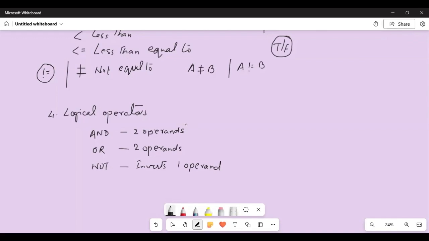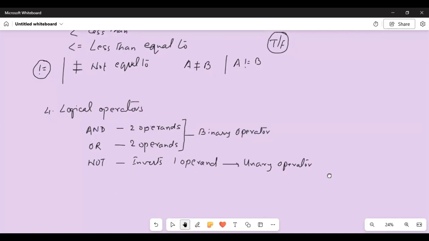If you look at AND and OR, a minimum of two operands are required. Therefore these are called binary operators, because a minimum of two operands are required in both cases. However, NOT is called a unary operator, meaning only one operand will be required. It does not require two operands. Until now I hope everything is clear.